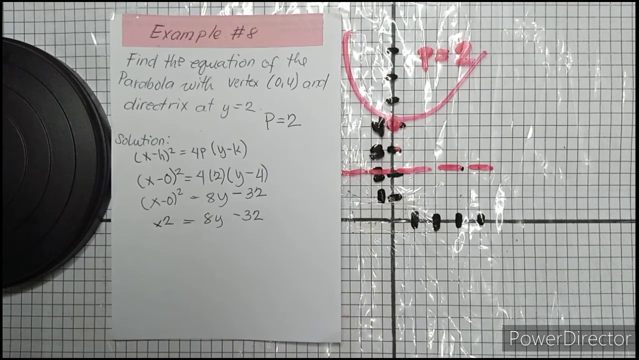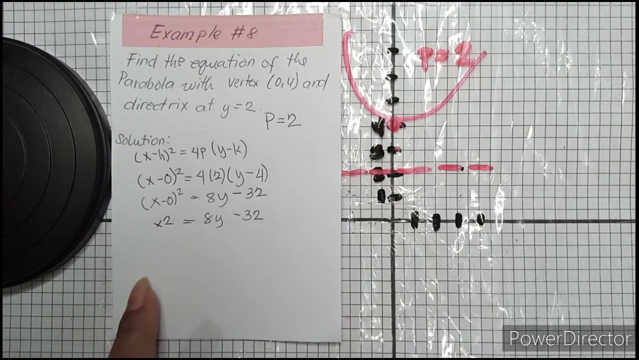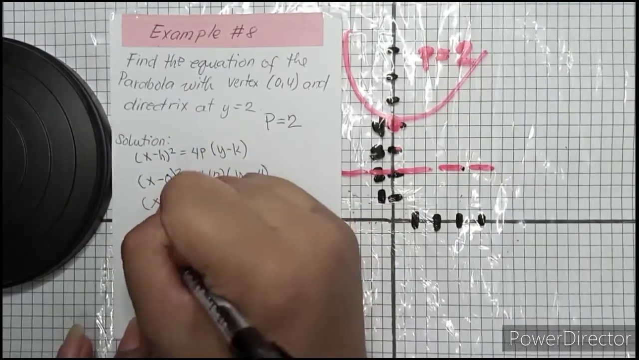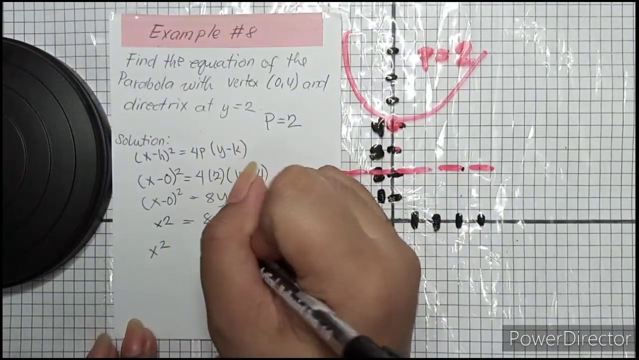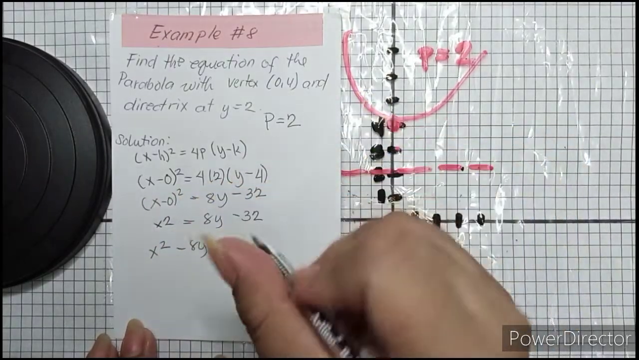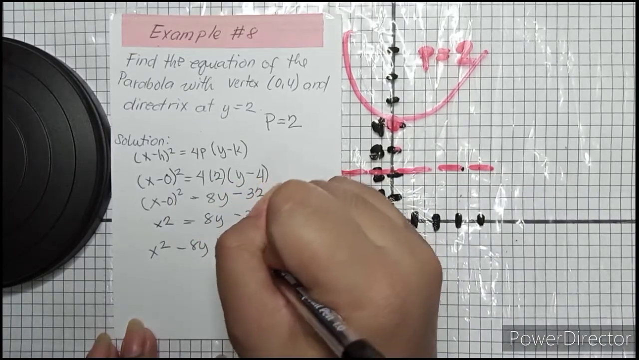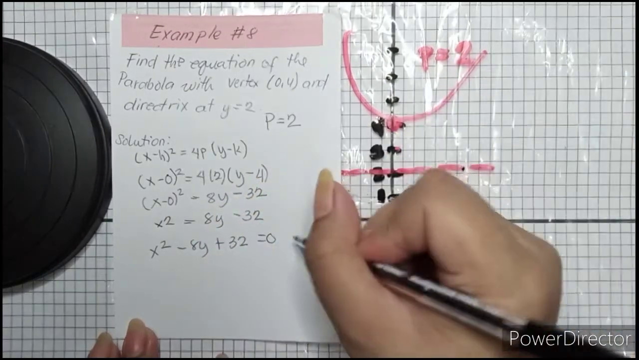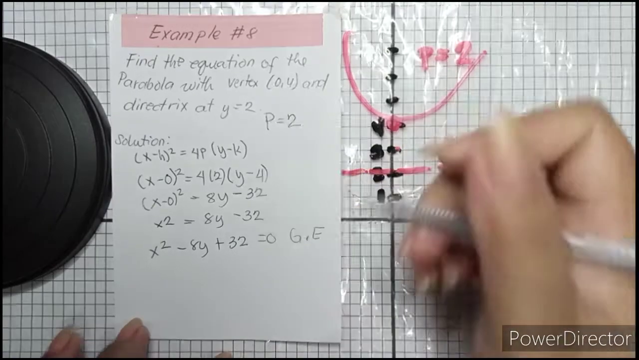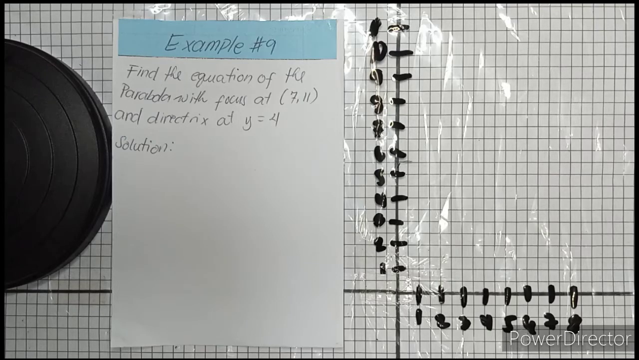Then, paano kung gusto natin kunin yung ating general equation? Ang gagawin lang natin, lahat po ng numbers na nandito sa right side, ililipat lang natin sa left side. So, x squared, from positive 8y magiging negative 8y, from negative 32 magiging positive 32 is equal to 0. Ito na po yung general equation natin. Nasundan?